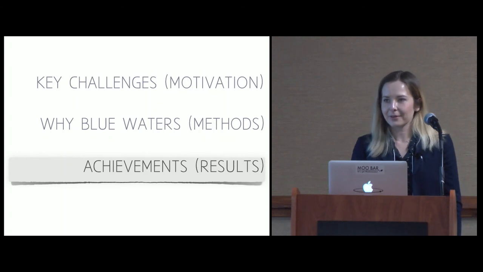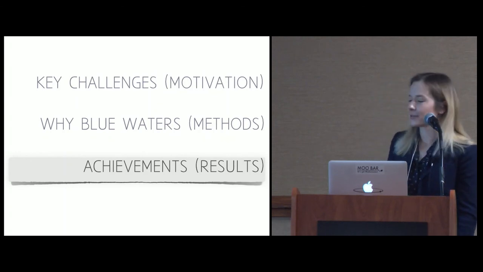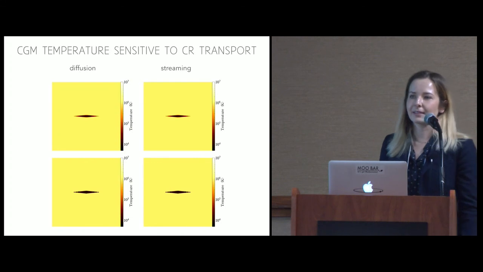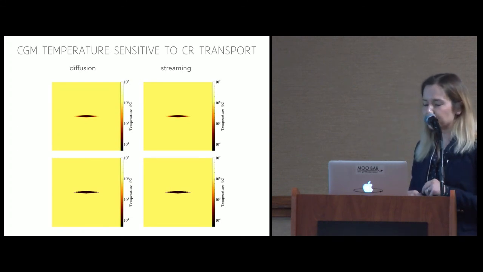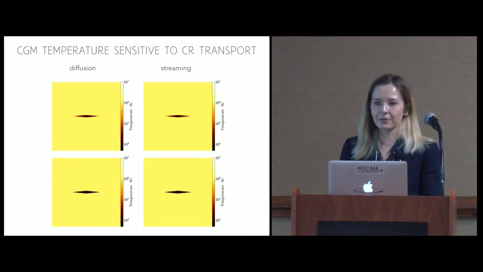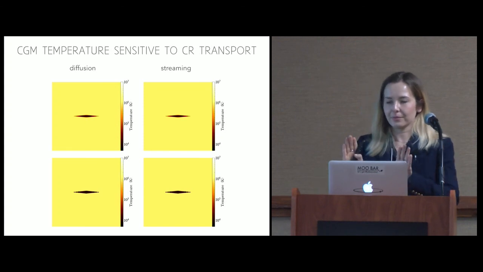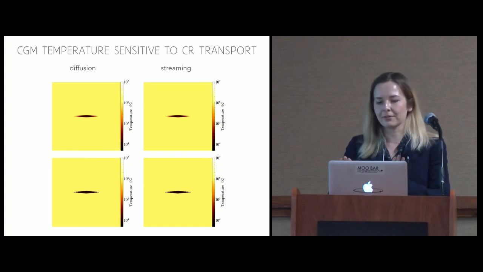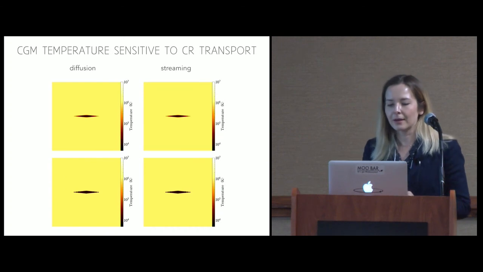All right, so the fun part is some of the results. Here is an edge-on view of two of the galaxy models. The columns are the galaxy models. The one on the left is diffusion, on the right is the streaming model.